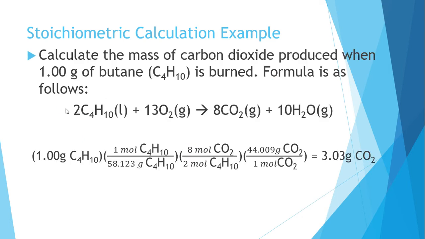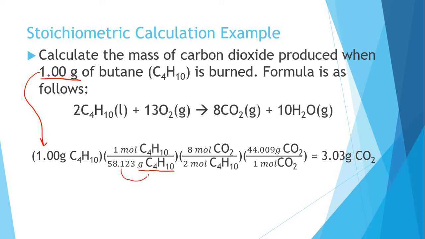Here is an already worked out example. It says calculate the mass of carbon dioxide produced when 1 gram of butane, which is C4H10, is burned. The formula is balanced below. Notice you are always going to start these with your given. So here it gave me 1 gram of butane, so that's what you're starting with, 1 gram of butane. Notice I labeled my grams instead of just writing G's because you want to cancel your grams of butane. So that's why my grams of butane is right here.